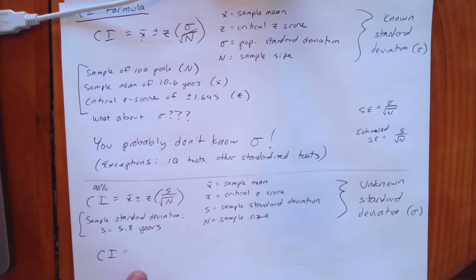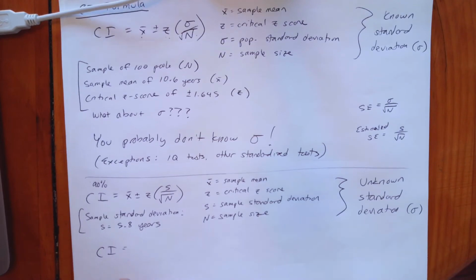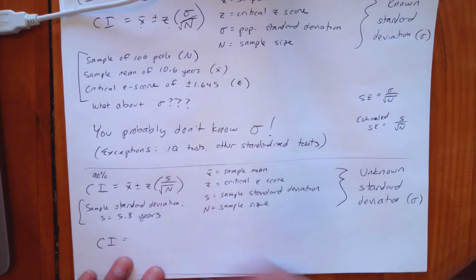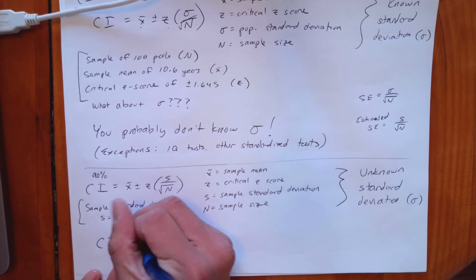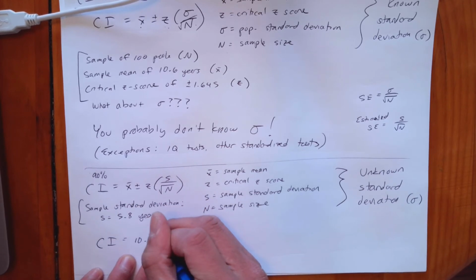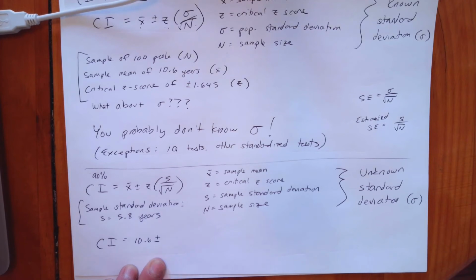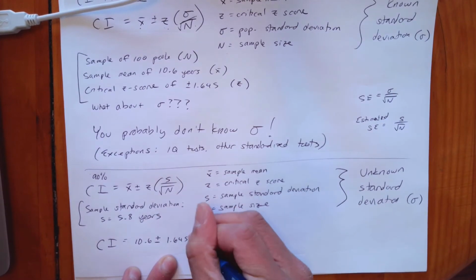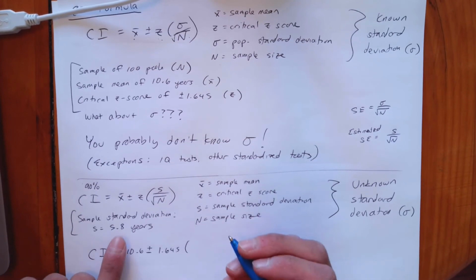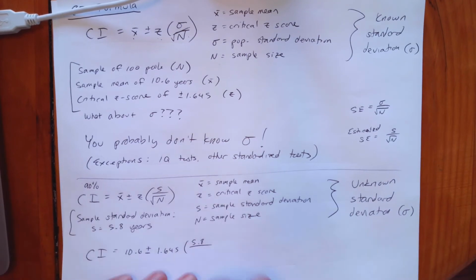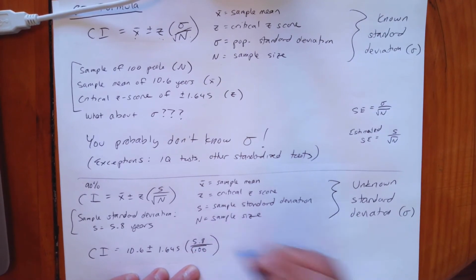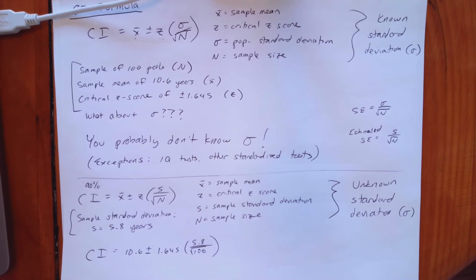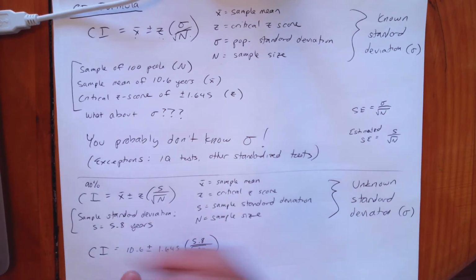Alright, so our confidence interval formula, finally, I'll stop going on and on about all this other stuff, is going to include our sample mean, which is 10.6 years, plus or minus our critical value of z, which is 1.645, times our sample standard deviation, or 5.8, over our square root of n, or square root of 100. And once we do this, we can just do our math here.